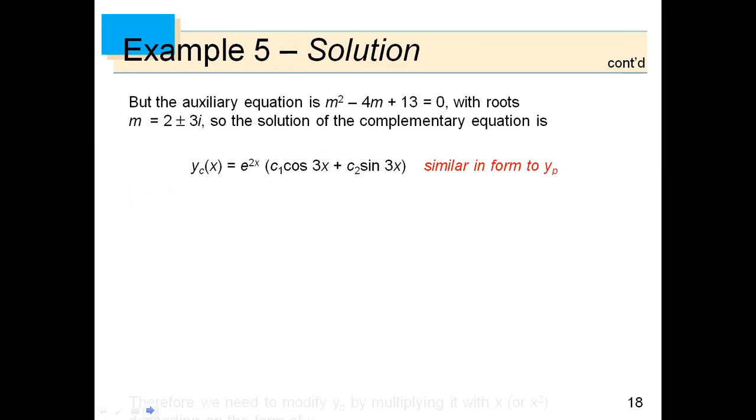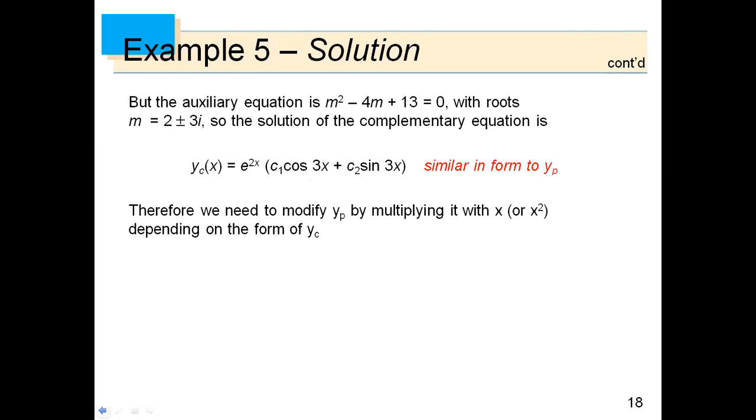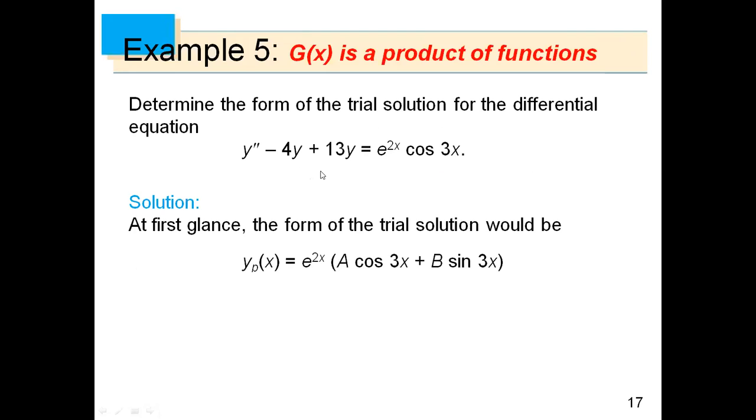Now, your yc in here is e raised to 2x, c sub 1 cosine 3x plus c sub 2 sine 3x. Look very closely: e raised to 2x, c sub 1 cosine 3x, and c sub 2 sine 3x. You have the exponential function e raised to 2x, and you have the cosine and the sine function in your yc. The yc is based on the auxiliary equation. I'd like to go back to the auxiliary equation based on what is written on the left side.